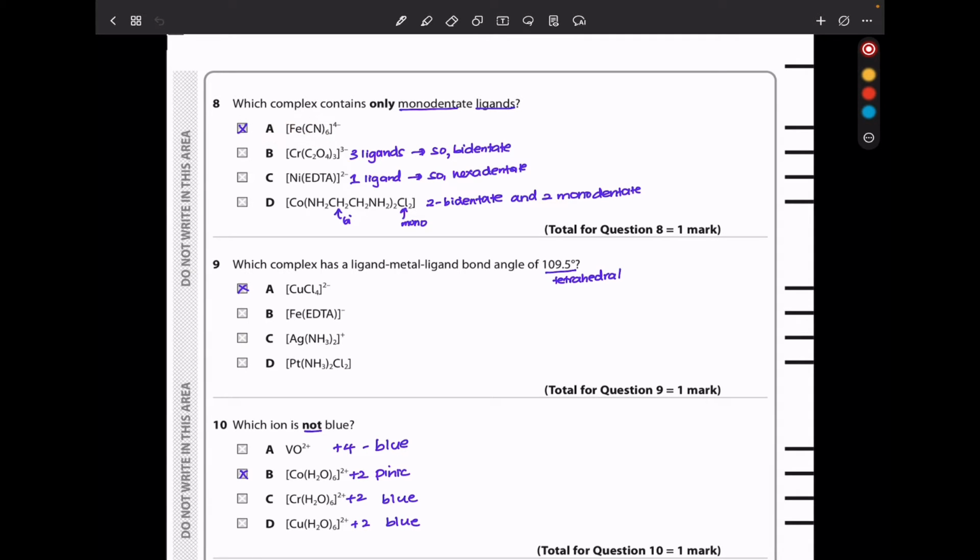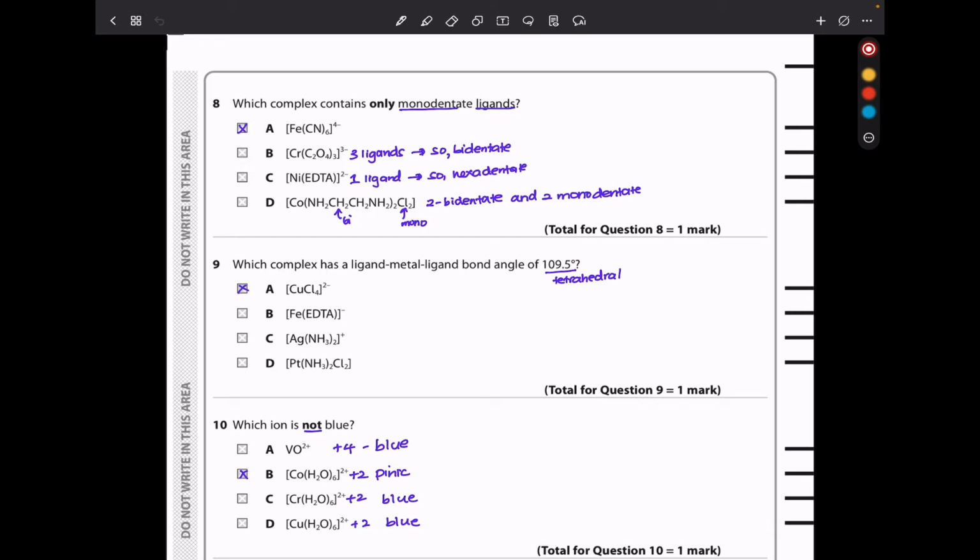When we look at A, iron has coordination number 6 and there are 6 ligands. It means CN is a monodentate ligand. If we go to B, chromium has coordination number 6, but we see there are 3 ligands. Therefore, this is going to be a bidentate ligand.